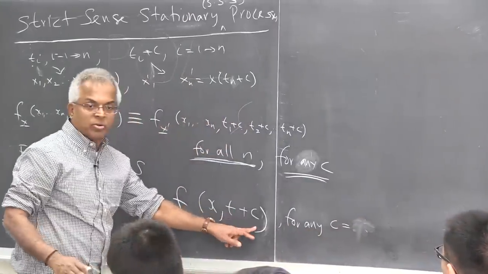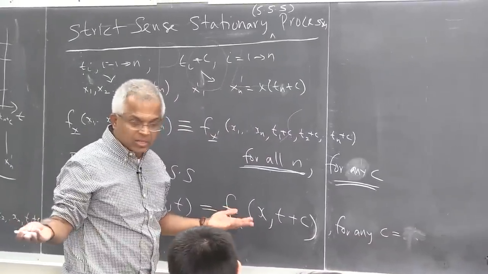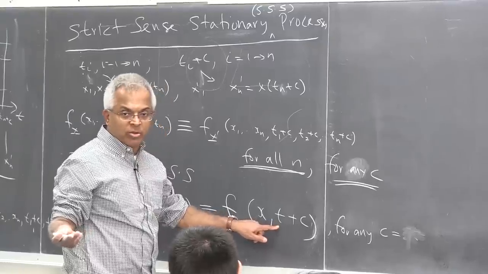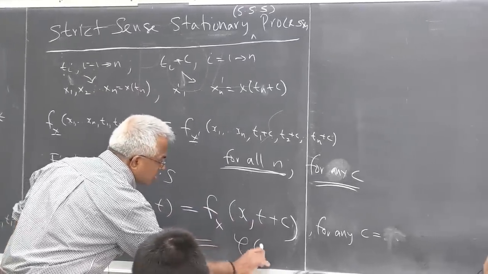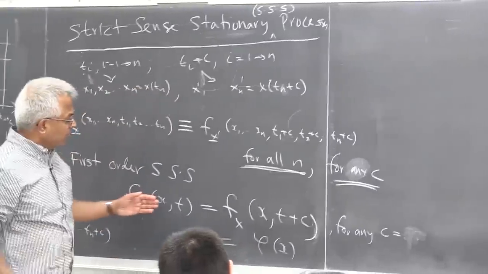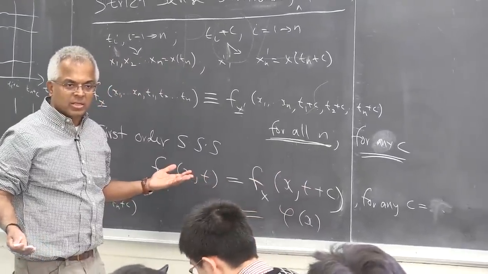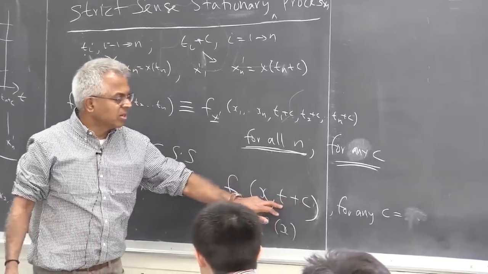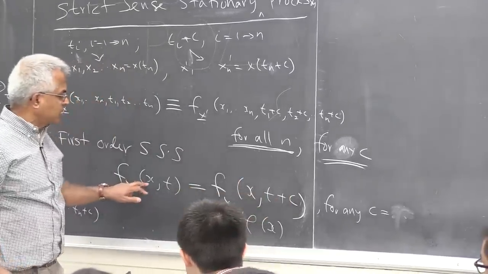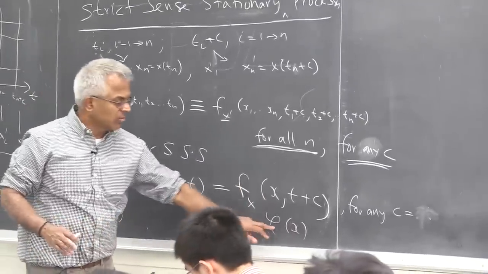Right, so this should be true for any C, including C equal to minus T, any C. So if you put C equal to minus T, what do you get? You can conclude from here that if this is true for all C, then it cannot be a function of C, right? I just told you, put C equal to minus T, then this will be 0. That means fX of T is the same as fX of x, right? That's what I have written here.